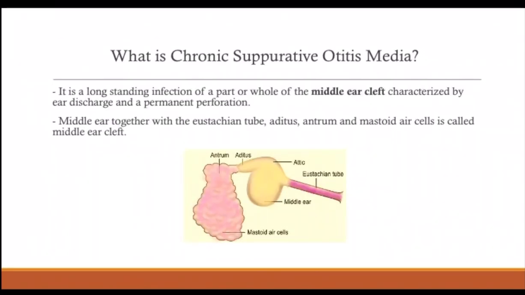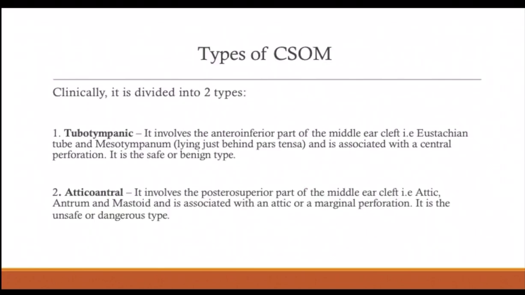What is chronic suppurative otitis media? It is a long-standing infection of a part or whole of the middle ear cleft, characterized by ear discharge and a permanent perforation. Middle ear together with the eustachian tube, aditus, antrum and mastoid air cells is called middle ear cleft. Types of CSOM. Clinically, it is divided into two types.